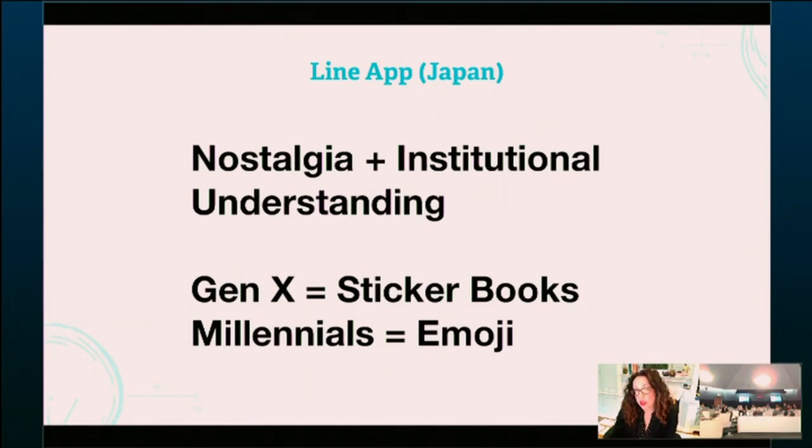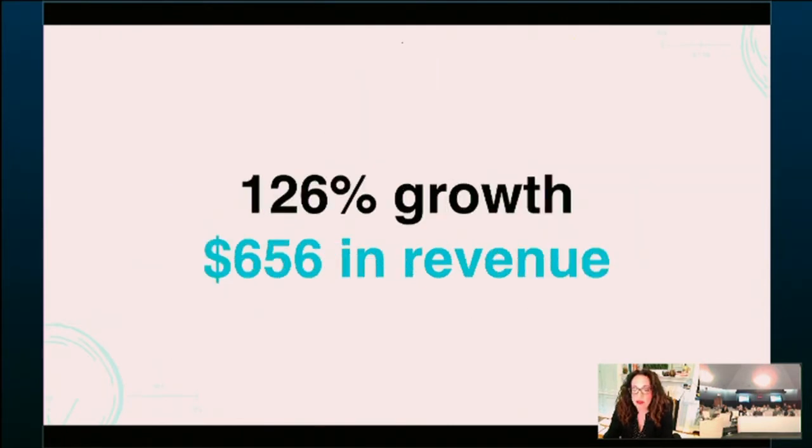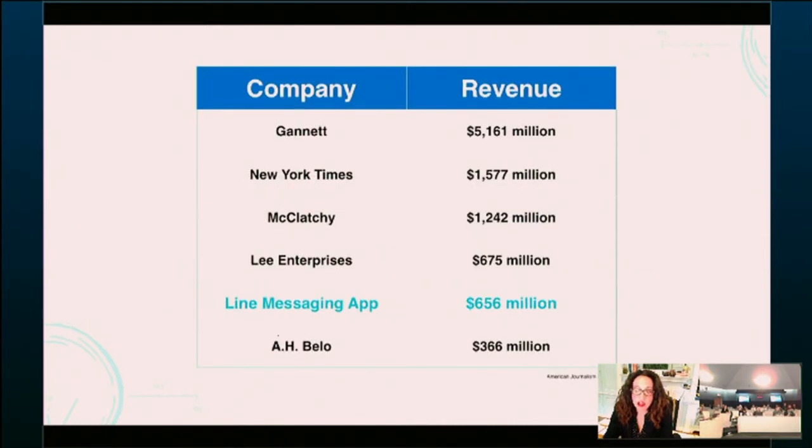So stickers are pretty attractive, and that's one of the things that helped to catapult this messaging service and make it so popular. And the thing is that Line is garnering huge numbers of users, 1.7 million new users every day. And they've seen a significant amount of growth, and their revenue is also pretty high. If you look at their revenue in relationship to other news organizations, this is a messaging service, again, a platform where everybody else is putting their content. They're right up there with some of the larger newspaper companies in the United States.